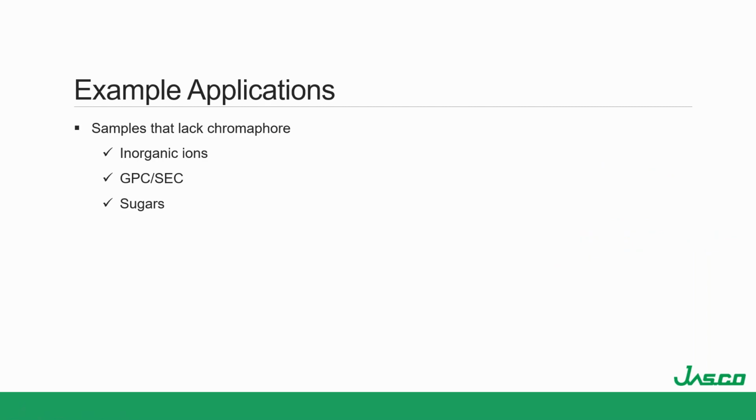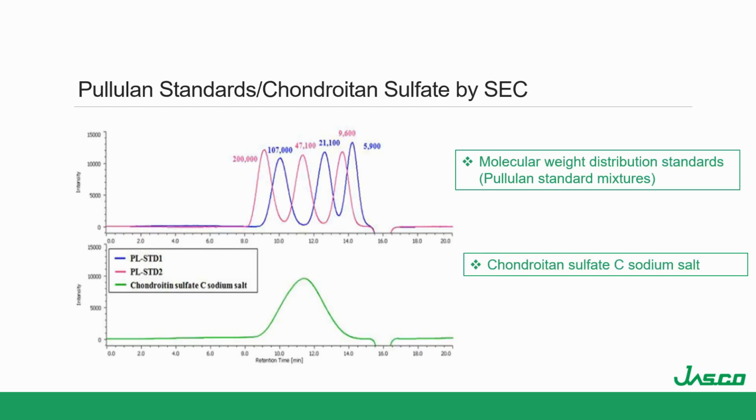Some example applications are samples that lack a chromophore, so inorganic ions, GPC, SEC applications, sugars. Here's an example of chondroitin sulfate by SEC. At the top, you see the molecular weight distribution standards. This is a pullulan standard mix. And below that, you see the quantitation of the chondroitin sulfate C sodium salt.